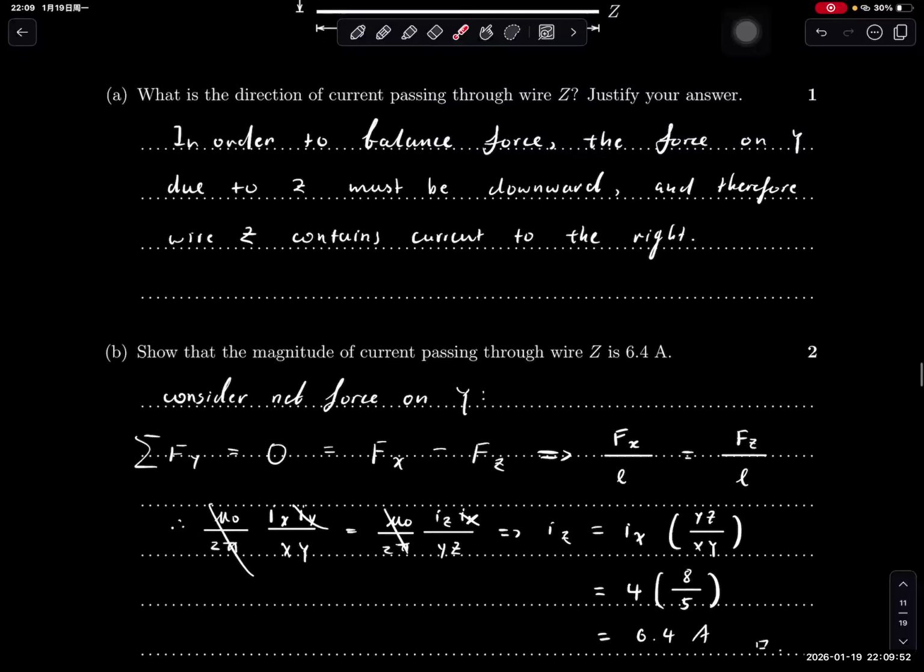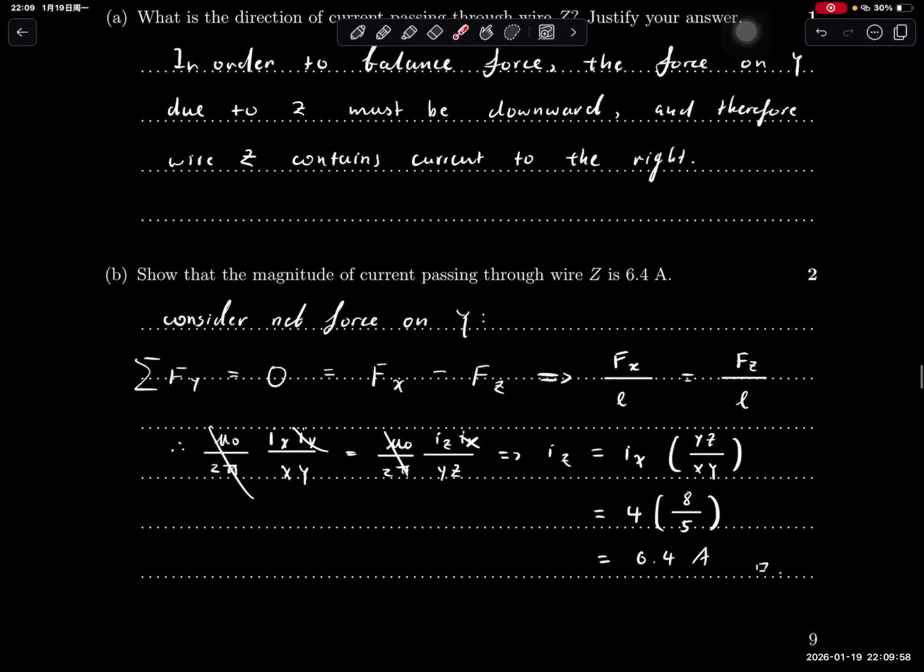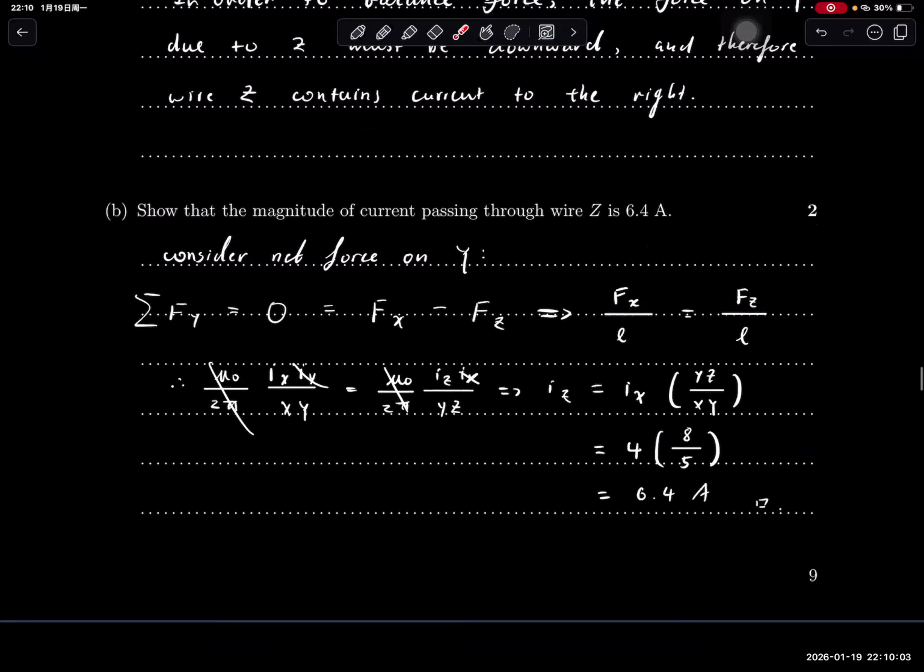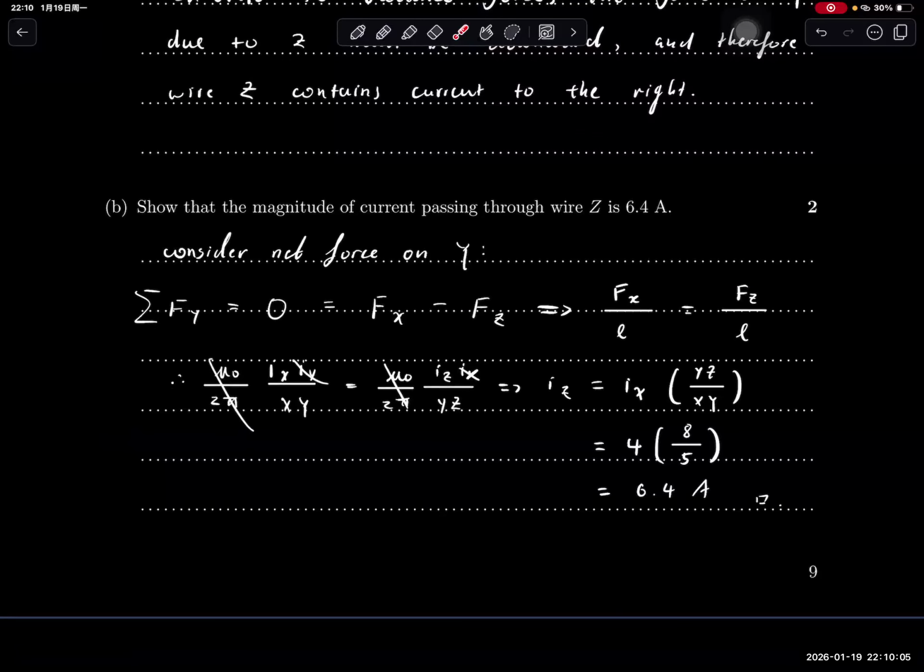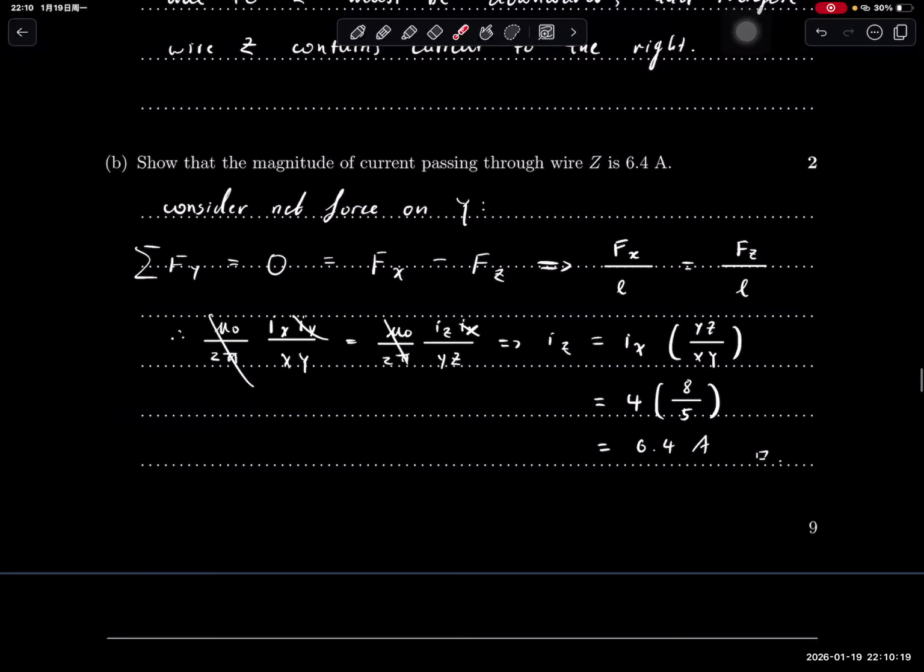And B, show that the magnitude of the current passing through Z is this much. So you can use the fact that the force on Y is balanced, and use your parallel wire equation, cancel out like terms, and then rearrange for IZ. Algebraically, it could be very challenging for students not used to doing math in physics. But come on, it's just algebra. As soon as you get the physics right, so the physics here is just net force 0, and then use the equation. The rest of it is just math, rearranging.